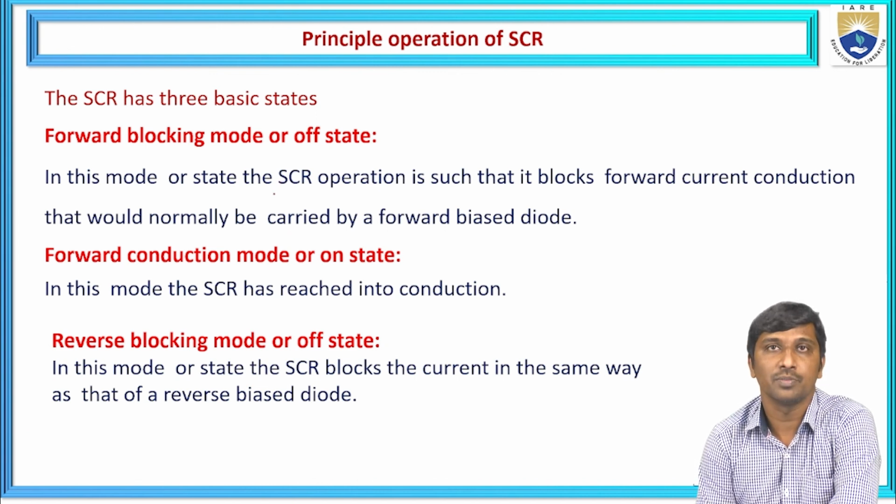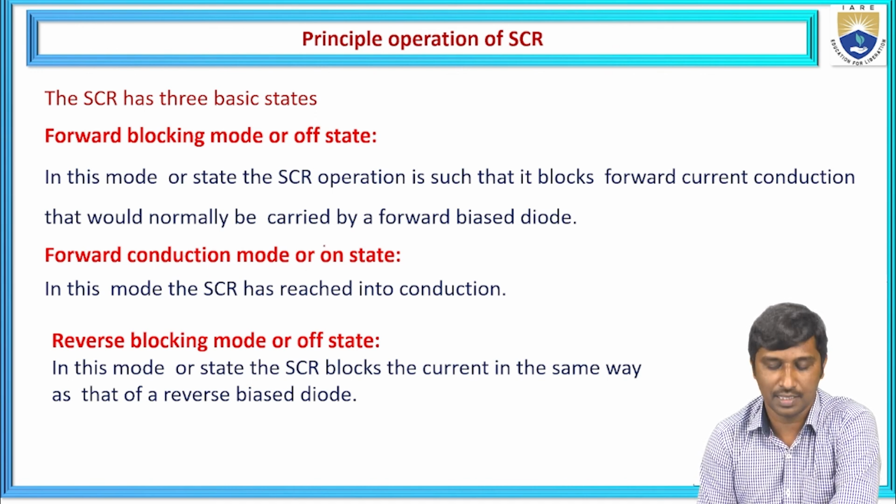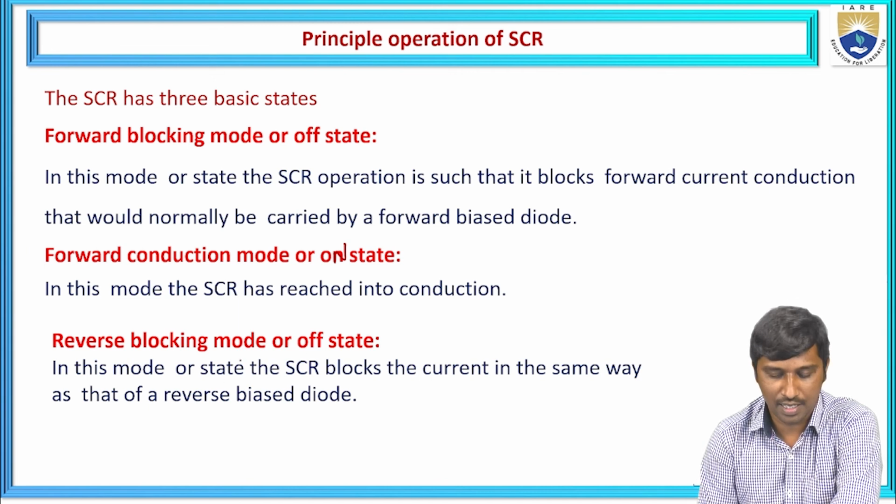Hence, we identify three modes of states. What are the three modes we observe? Forward blocking mode, also called the off state; forward conduction mode, which is represented as the on state; and reverse blocking mode, which is called the off state.